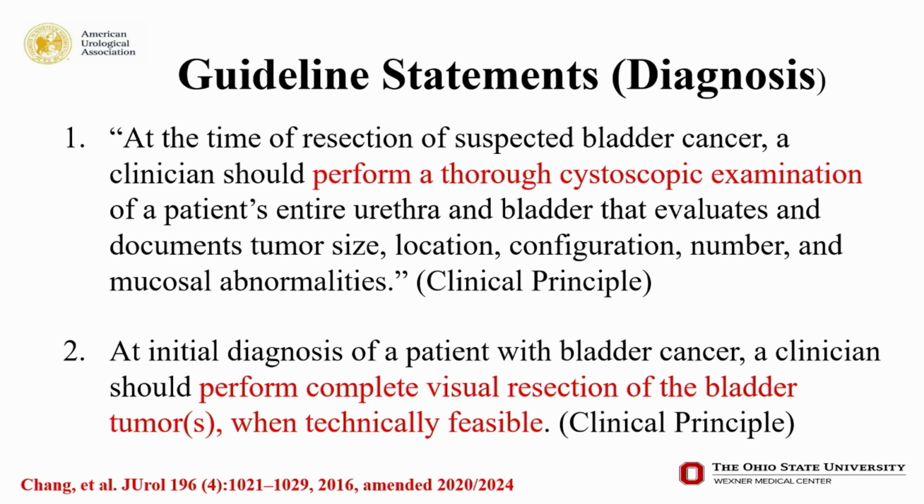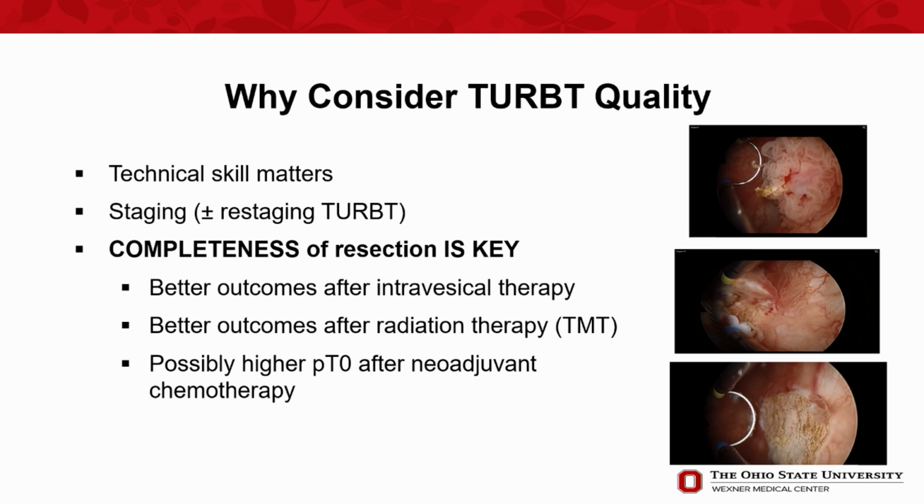At the initial diagnosis of a patient with bladder cancer, a clinician should perform a complete visual TURBT of all tumors when technically feasible. We can't underscore the fact that TURBT is a very diligent operation. Its impact on patient outcomes is important, and really working towards a complete visual TURBT is critical to a patient's outcome. And that's an important statement in the AUA guidelines.